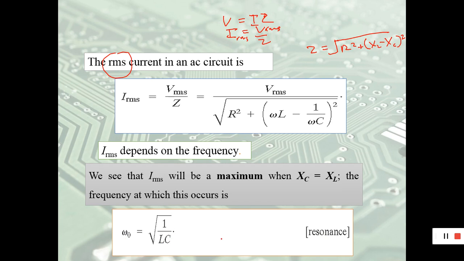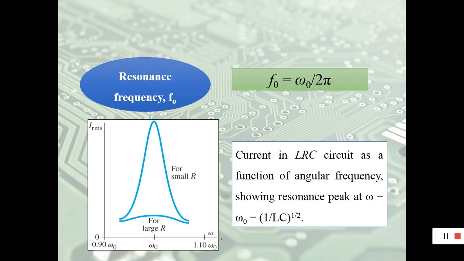For the resonance frequency, you can see the shape of the graph will be like this. The resonance curve will be like this if you use a small R, and like this if we use a large R.